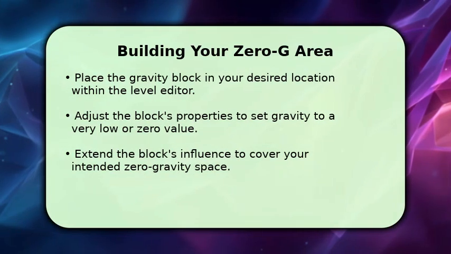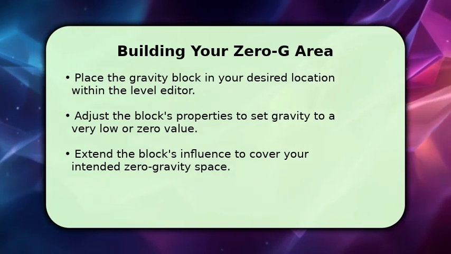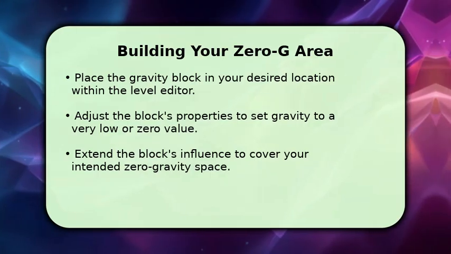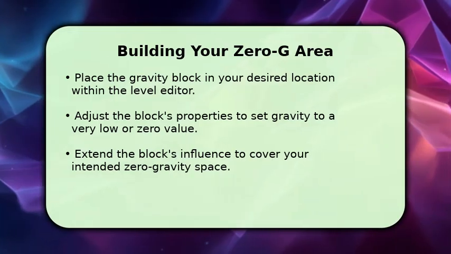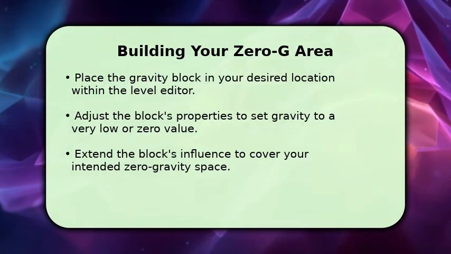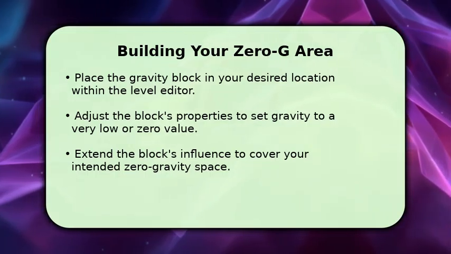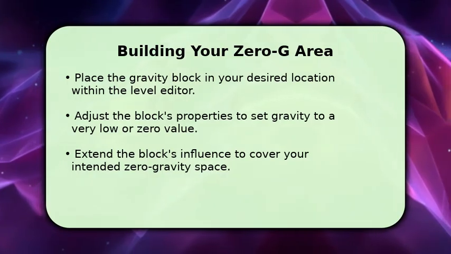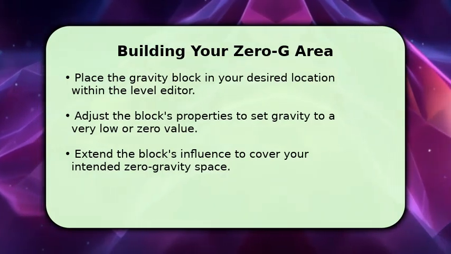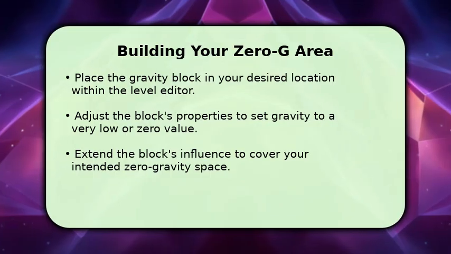To implement your zero gravity zone, first, select the gravity block from your editor's palette and place it where you want the effect to begin. Next, access its configuration settings. Here, you'll find options to modify the gravitational strength. Set this value to 0 or a very low number to achieve the desired weightless effect. Finally, resize the block to ensure it covers the entire area you envision as your zero gravity environment.